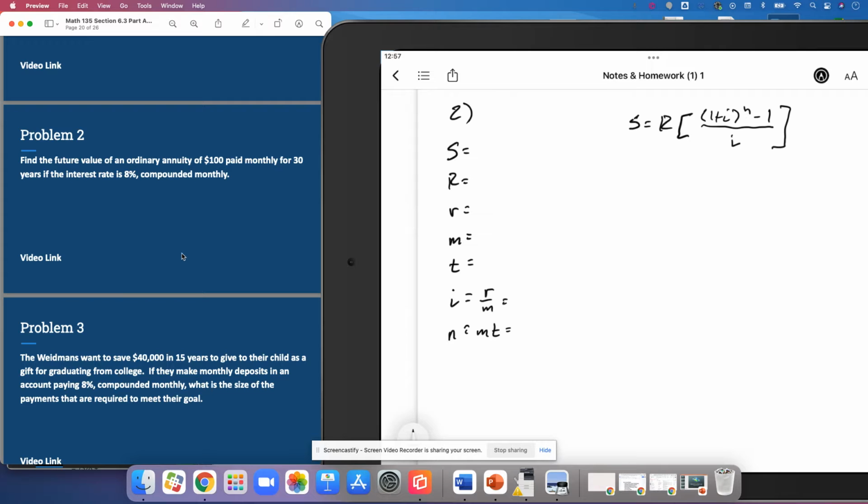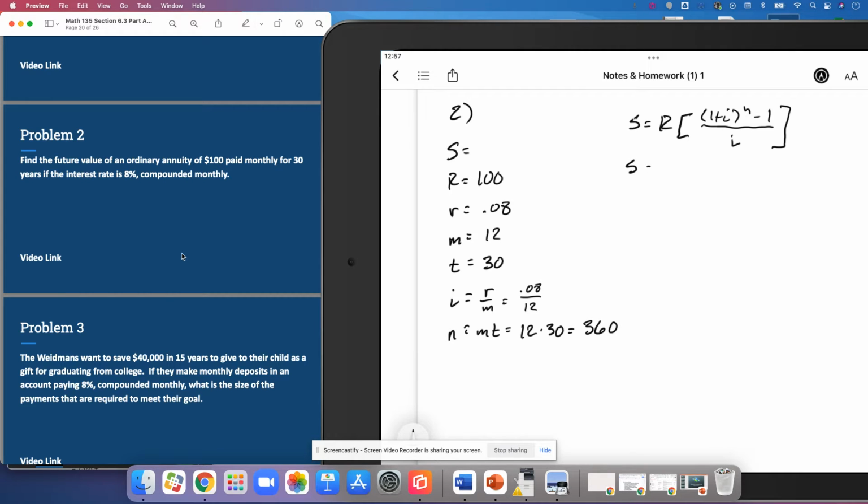So future value, $100 paid monthly for 30 years if the interest rate is 8% compounded monthly, so 12 times per year. And so we have R over M is going to be 0.08 divided by 12. I know that it's going to be a repeating decimal, so I'm just going to leave it as a fraction. MT is going to be 12 times 30, so 360.